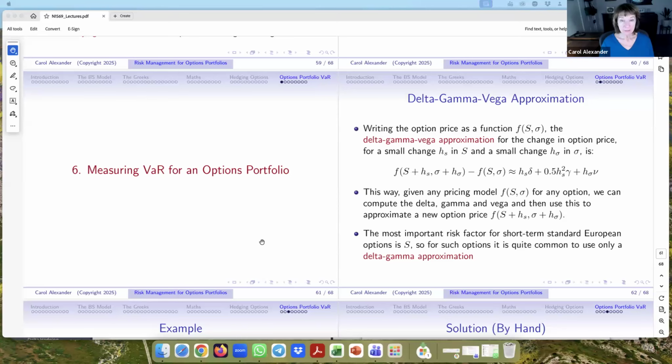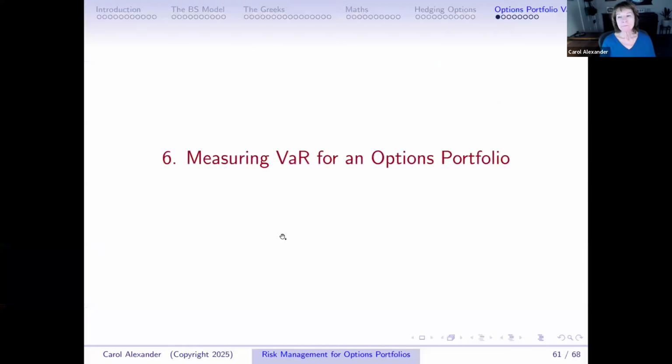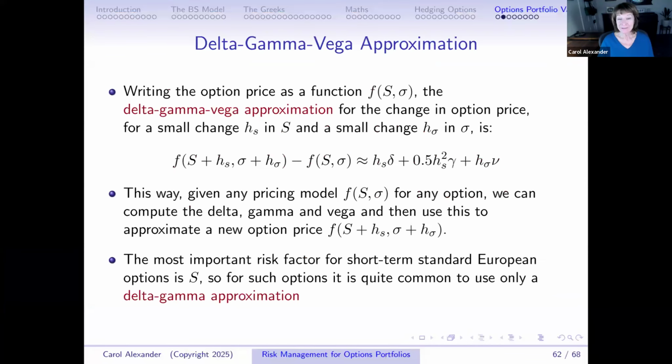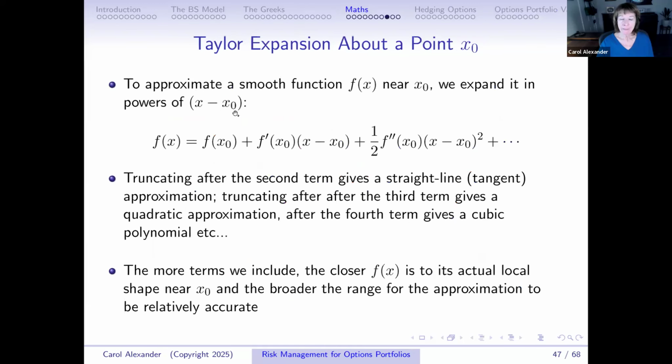So this is where we are at last, measuring value at risk for an options portfolio. And for that, we are going to need that Taylor expansion stuff that we did at the very end of the maths video. And here it is. There's a Taylor expansion immediately on this first slide. I'm writing it in a slightly different way to the way that I wrote the Taylor expansion. So let me show you here.